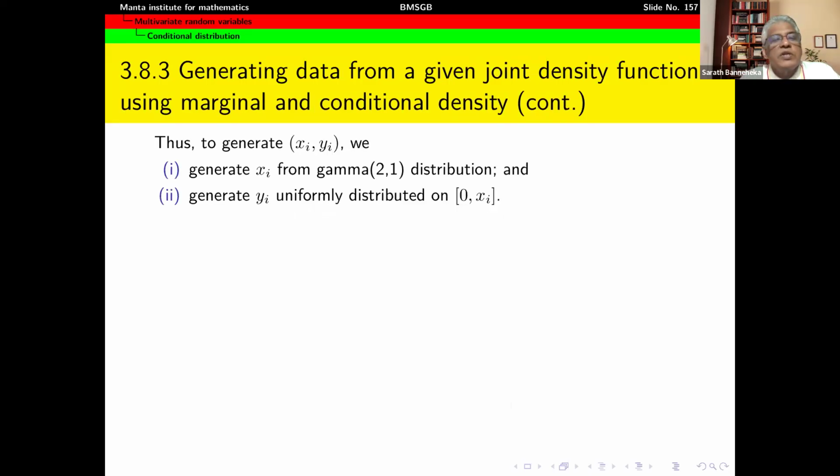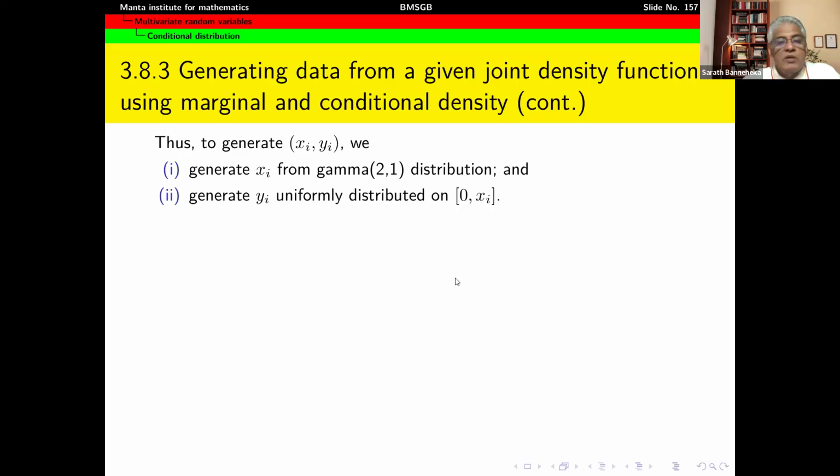So now what we do is generate pairs of observations, xi, yi, right? If you want to get several, what we do is first of all generate an xi from this gamma 2, 1 distribution. And then with that simulated xi, generate yi, which is a uniform random number from 0 to x. So we know this x, and therefore we can generate a number from a uniform 0 to x distribution. Then those pairs of observations will have the required joint density function, right?